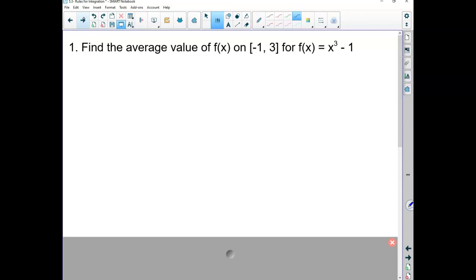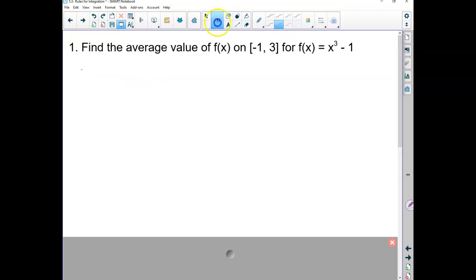Let's find the average value of f of x on the interval from -1 to 3 for f of x equals x cubed minus 1. And then I'm going to really point out what we're getting here, if you haven't grabbed it yet. So we're going to find that f of c value, which is really the average of f. Or actually, I'm going to write those back the other way. I don't like writing it that way.